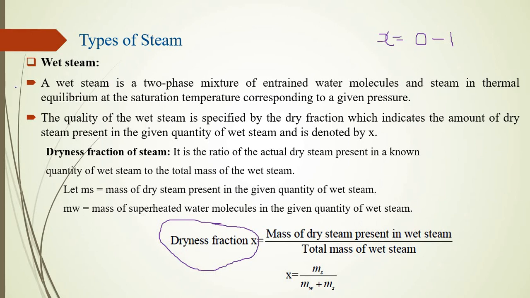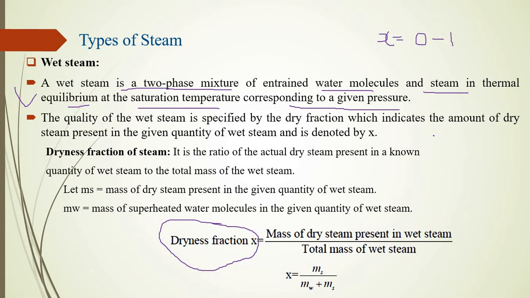Let's start to understand the definitions. A wet steam is a two-phase mixture of water molecules and steam molecules, but they are in equilibrium at the saturated temperature corresponding to a given pressure. The pressure is not fixed, but the two-phase mixture is available. Water molecules are available, and steam particles are also available, but both are in an equilibrium state. That's called wet steam.